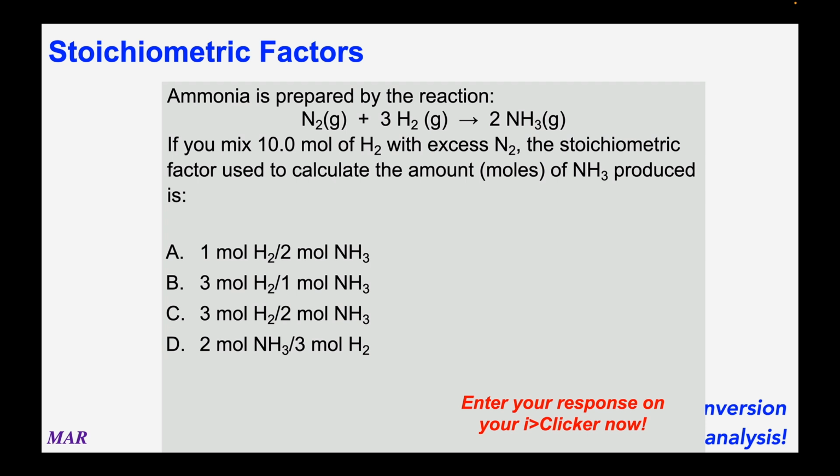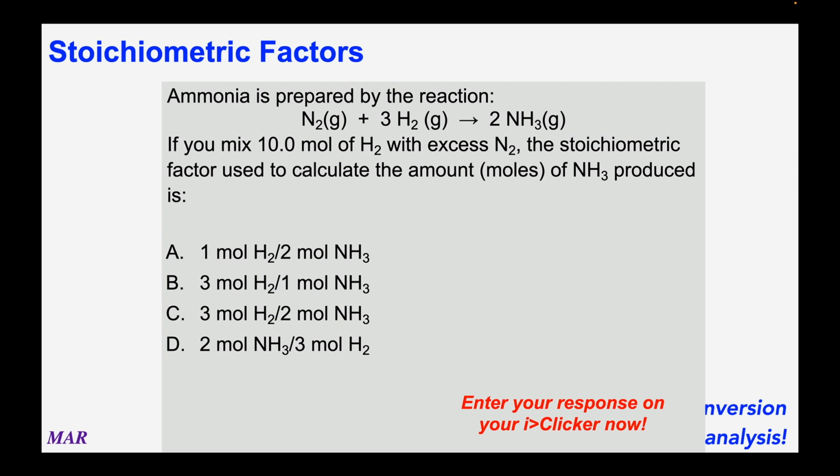What stoichiometric factor would we use to calculate the moles of NH3 produced? In the language of this problem, it says 10 moles of H2 with an excess of N2. That means we have more N2 around than we know what to do with. So we're going to convert moles of hydrogen into moles of ammonia.